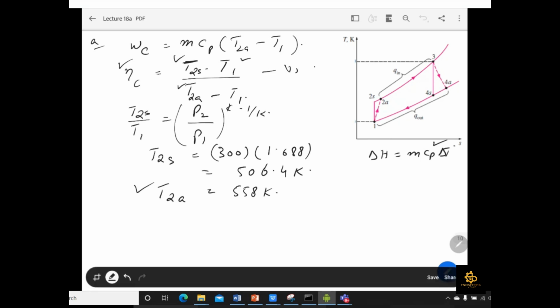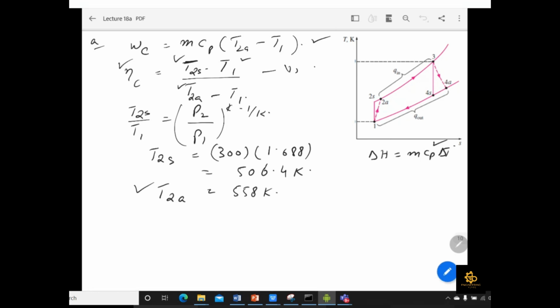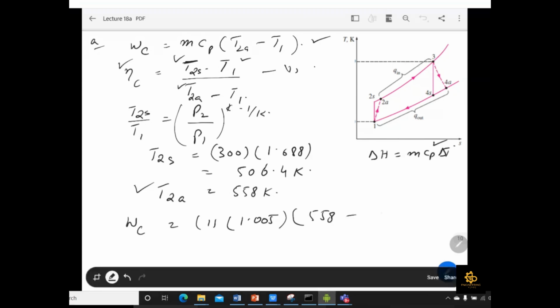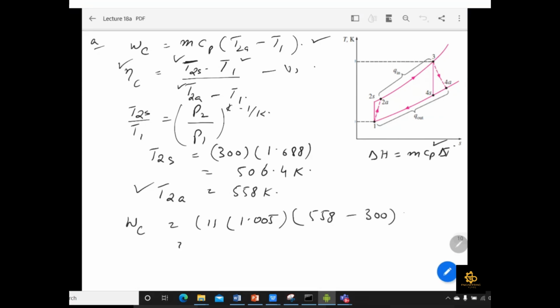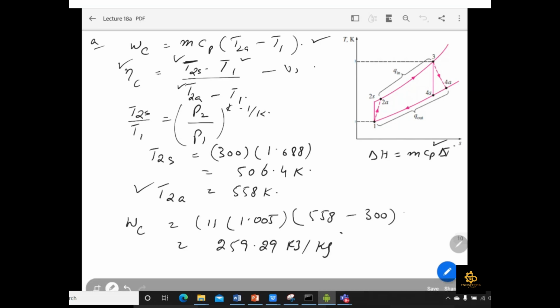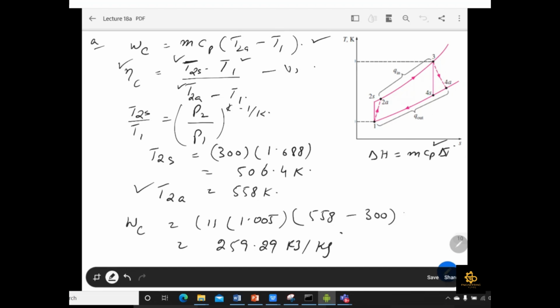Now we have the value of 2a, so simply put the value in the equation for W compressor. Here m is 1, CP value is 1.005, T2A value is 558 Kelvin, and T1 value is 300 Kelvin from your problem statement. From here you can easily find the compressor work, which turns out to be 259.29 kilojoule per kg. So this is the solution for your part A. You have to note it down and move towards the next part.